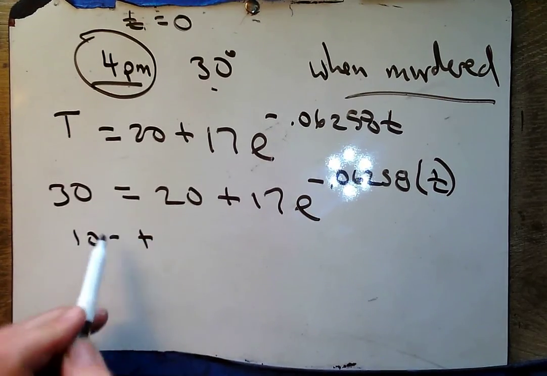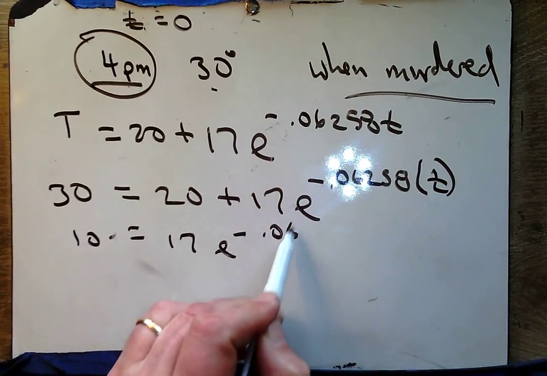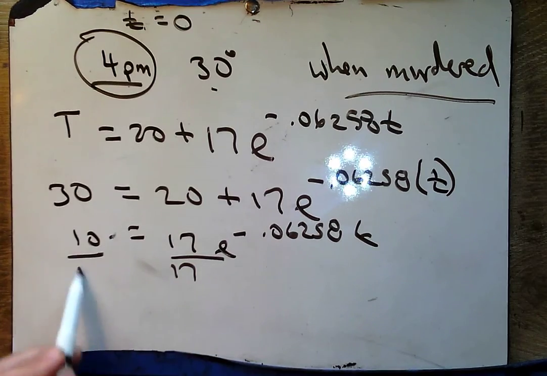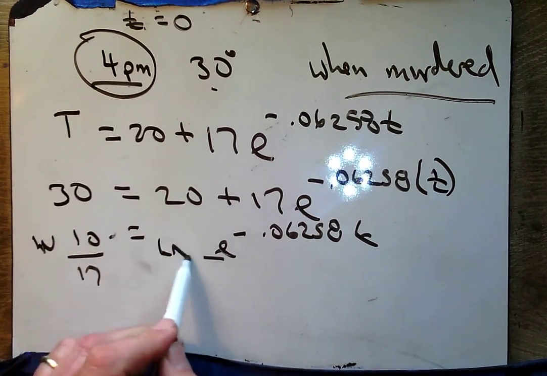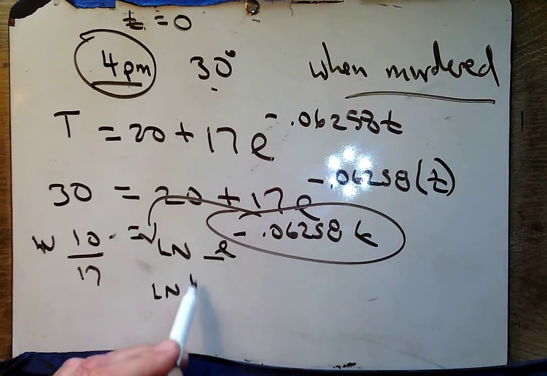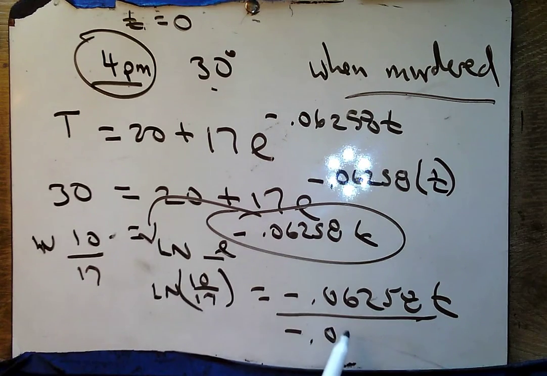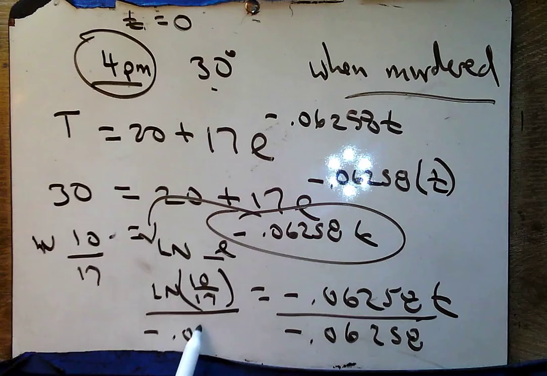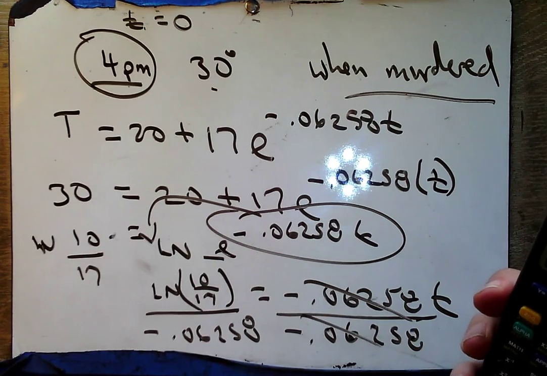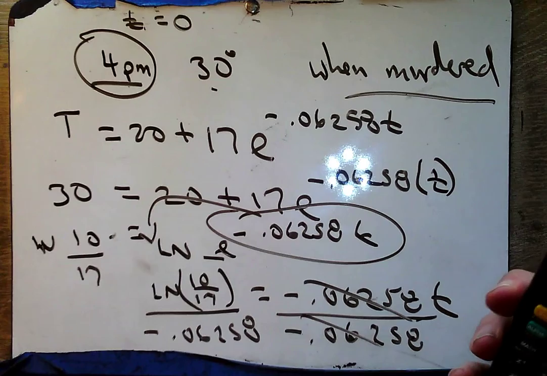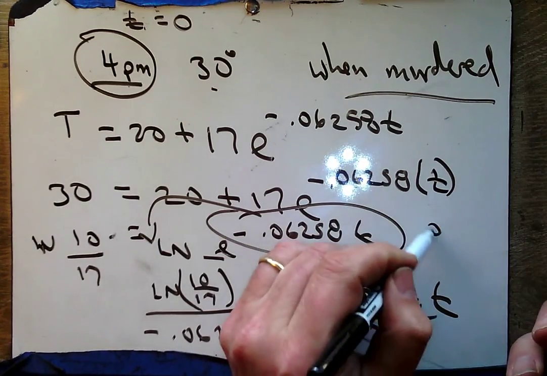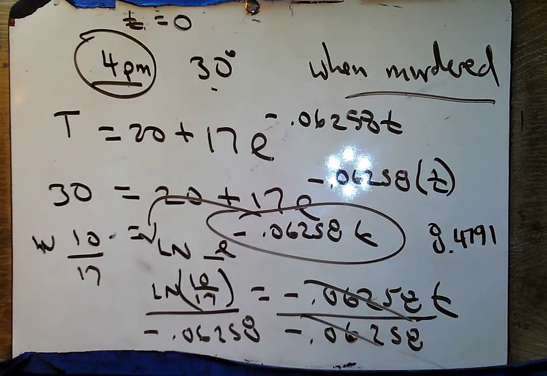Subtract 20. There we go. Divide by 17. Take the ln. Bring down this power. I've got the ln of 10 over 17 equals negative 0.06258 t. Divide by that k value. So what do we get for a time? Let's see what we get for a time. ln of 10 divided by 17, divided by negative 0.06258. And I get 8.4791 hours. What have I just found?